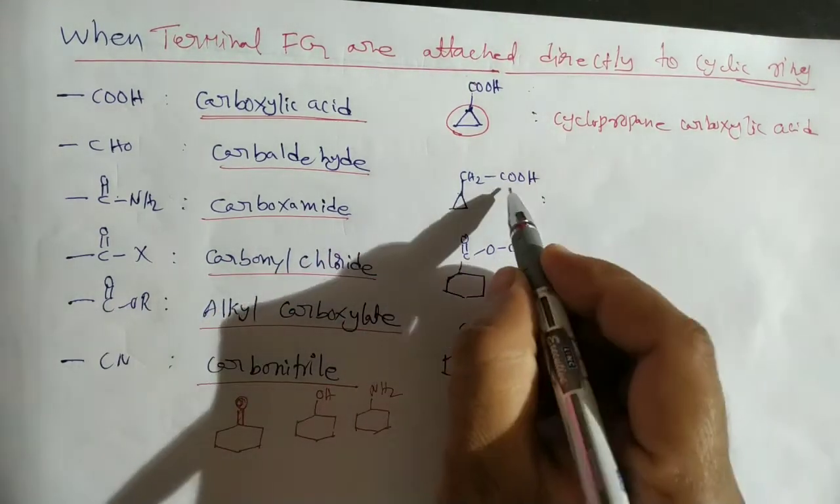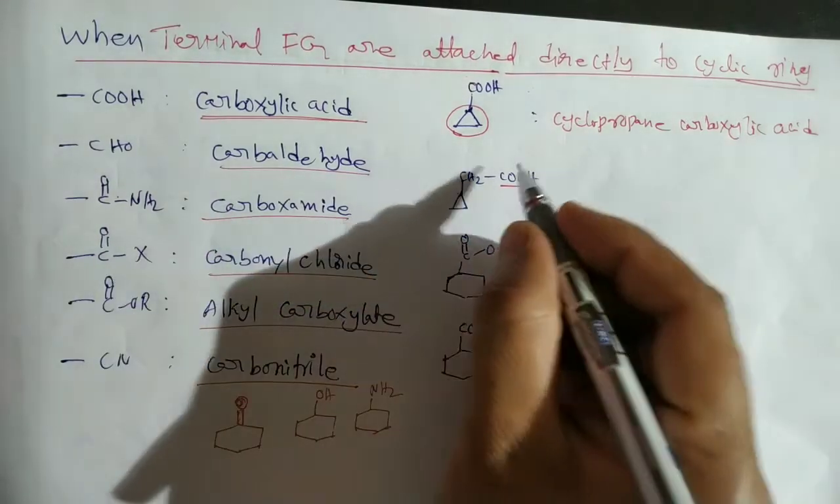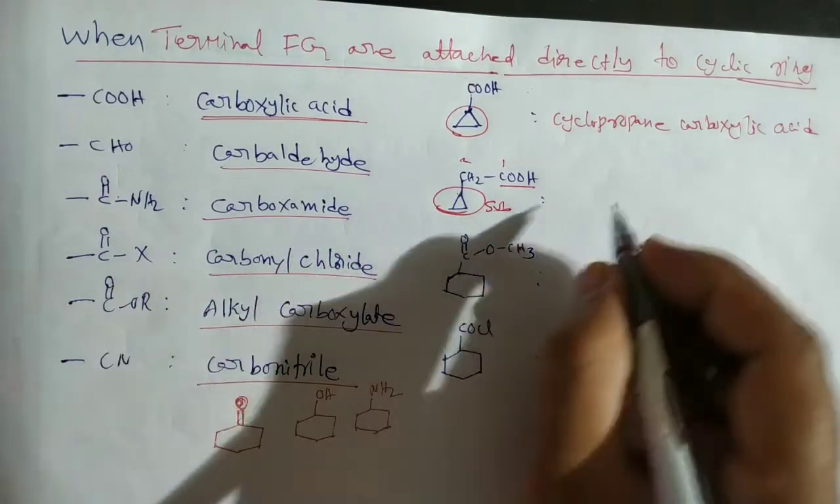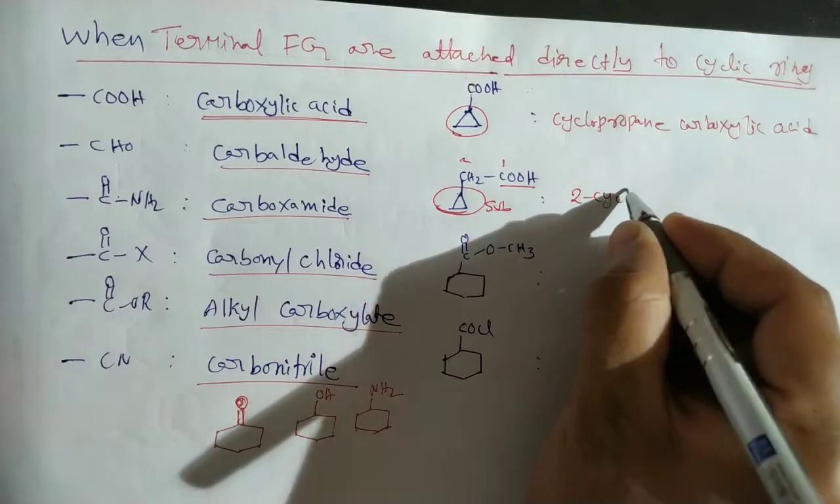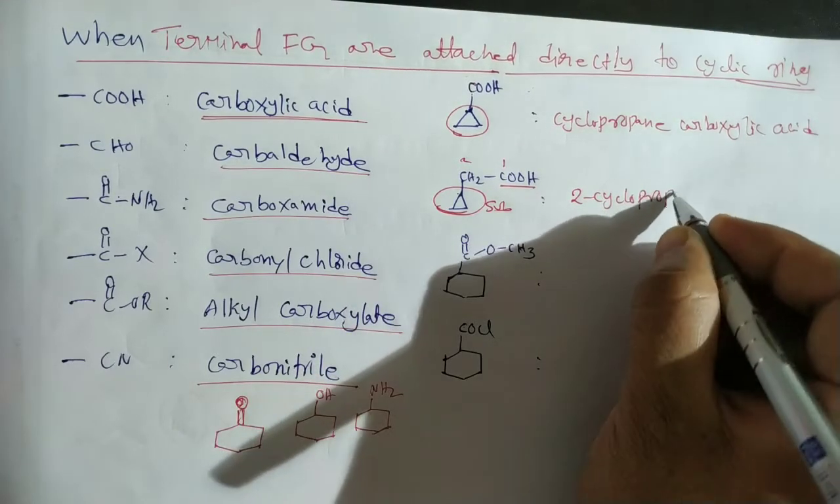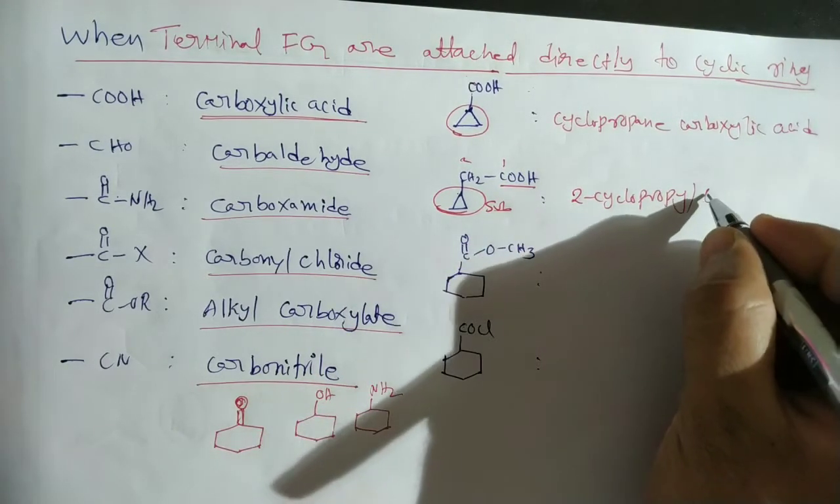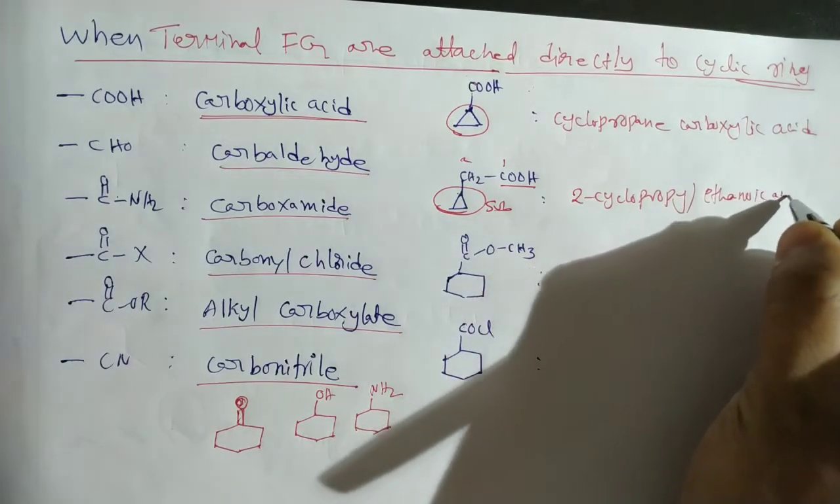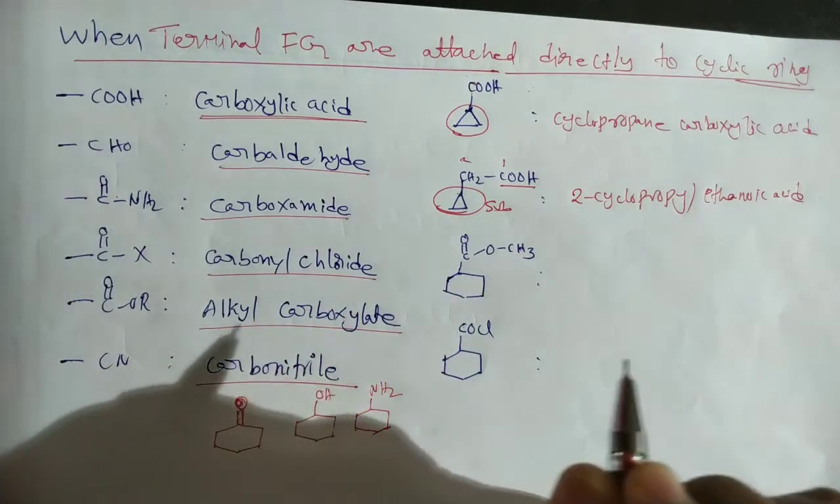Here in this case this COOH is not directly attached, so it is the first carbon, it is the second carbon. Now the ring is treated as a substituent. That means 2-cyclopropyl, two carbons are there, so ethanoic acid. It is 2-cyclopropylethanoic acid.